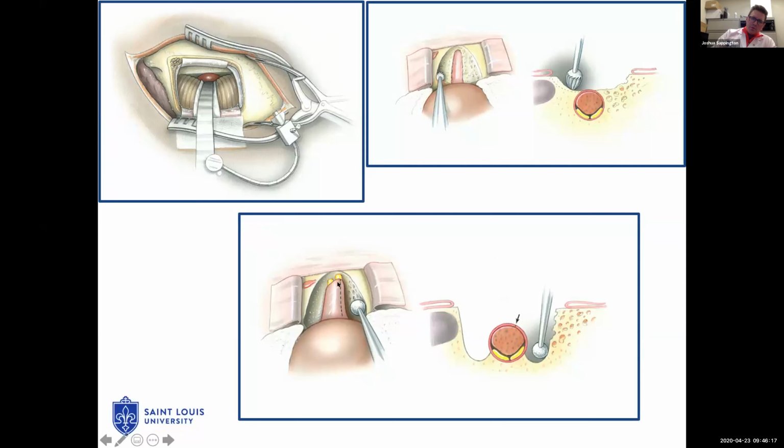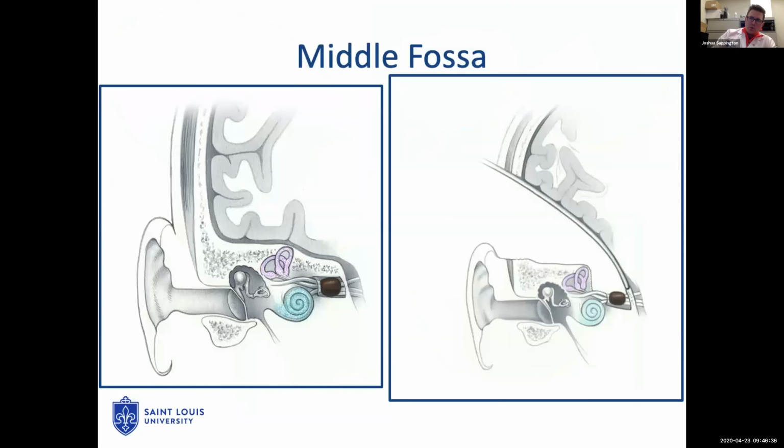Again, for our part with drilling these, it's drilling troughs inferior and then superiorly, and really trying to skeletonize the internal auditory canal 270 degrees to allow for better access to it for tumor resection, and makes the job easier for nerve preservation. Middle fossa is the third approach, which preserves hearing for acoustic neuromas.